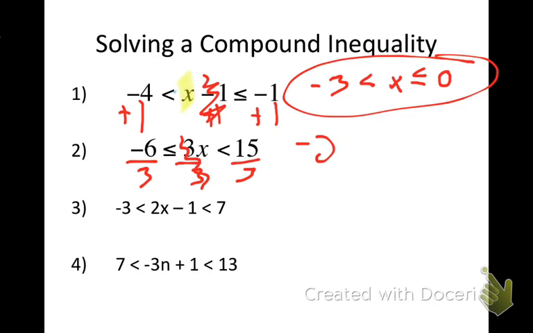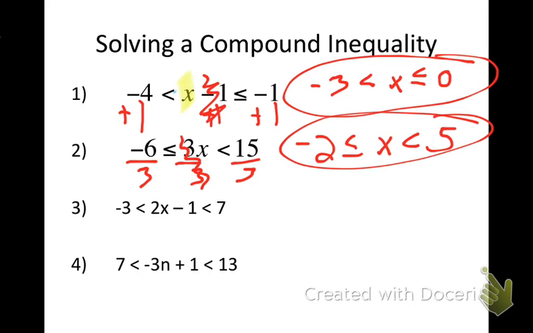And I get negative 2 is less than or equal to x, which is less than 5. And I'm done. Okay? That's all compound inequalities is. You're solving two instead of one of them. Try the next two on your own. Okay, take a couple seconds here to try these two.